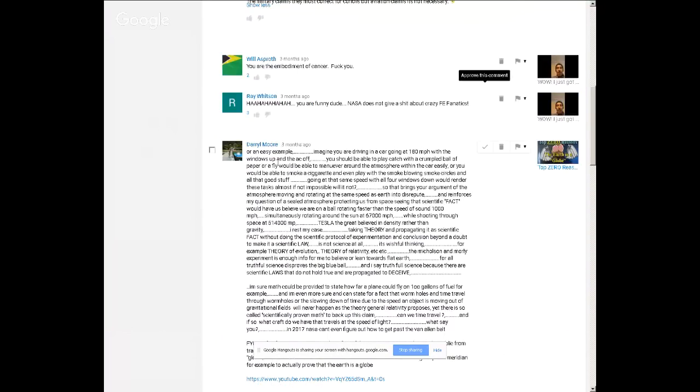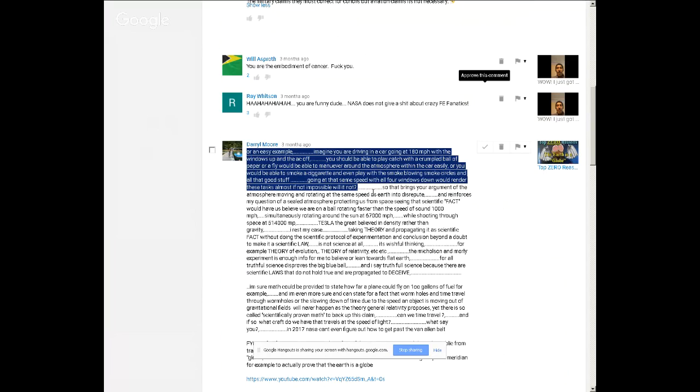Or an easy example, imagine you are driving in a car going at 180 miles an hour with the windows up and the AC off. You should be able to play catch with a crumpled ball of paper, or a fly would be able to maneuver around the atmosphere within the car easily. Or you'd be able to smoke a cigarette or even play with the smoke blowing circles and all that good stuff. Going at the same speed with all 4 windows down would render these tasks almost impossible.